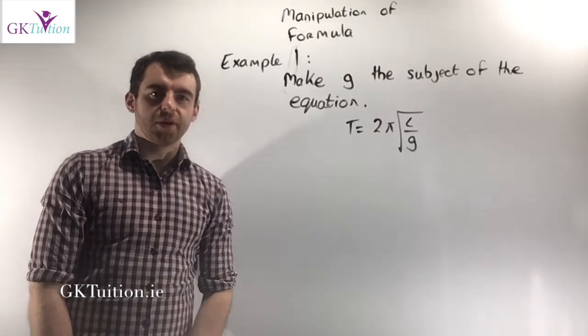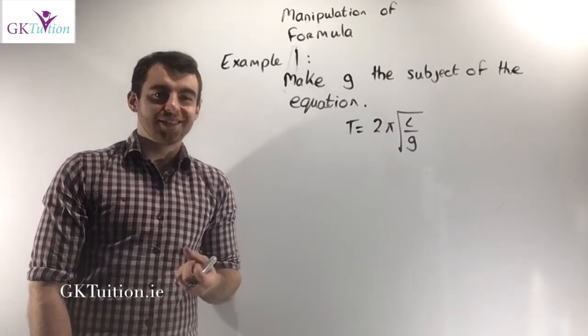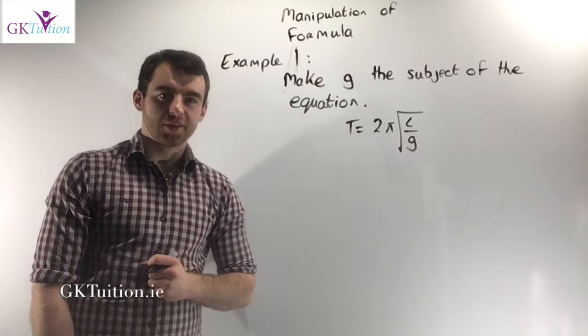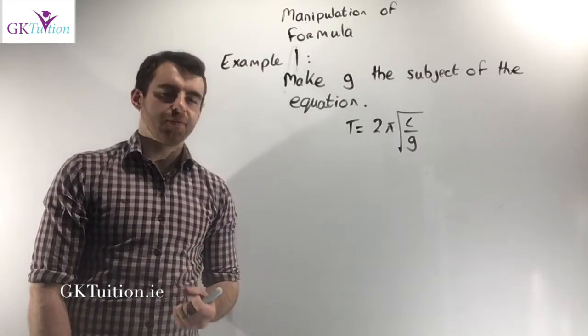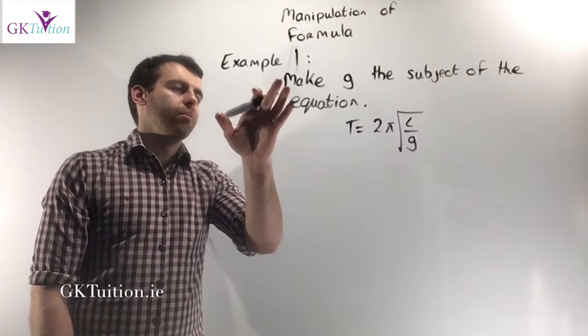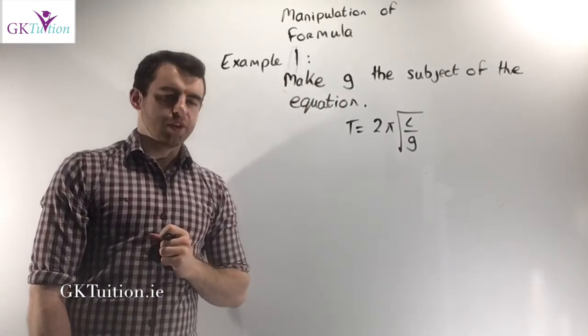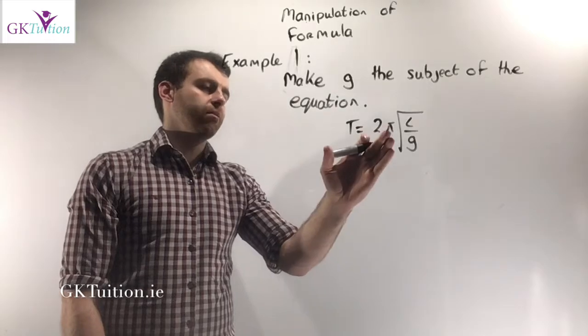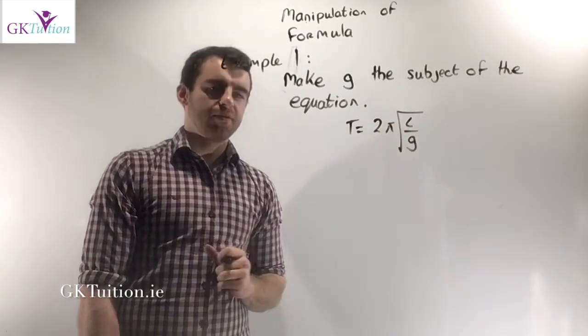Okay, so in this video, again, we're actually just revising things that technically could have come up at junior cert level. We're simply going to manipulate formulae. So the first example here, I want you to make g the subject of the equation. And you're told that t is equal to 2 pi times the square root of L over g.